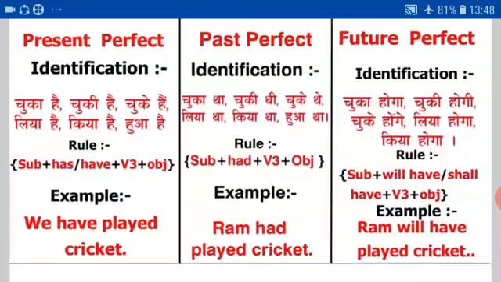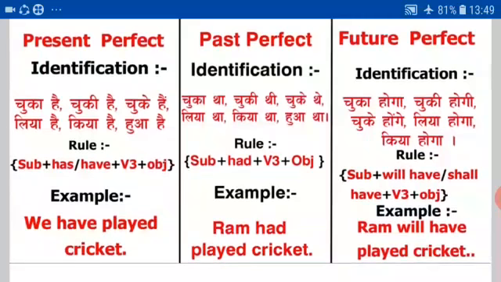Students, present perfect's identification is चुका है, चुकी है, चुके हैं, लिया है, किया है, हुआ है, and its rule is subject plus has or have plus third form of verb plus object. And for its example, we have played cricket. Students, if we are using a negative sentence here, then not will be used after has or have. So the sentence will be like this: we have not played cricket. And if we are using an interrogative sentence, then has or have will be used in the beginning.